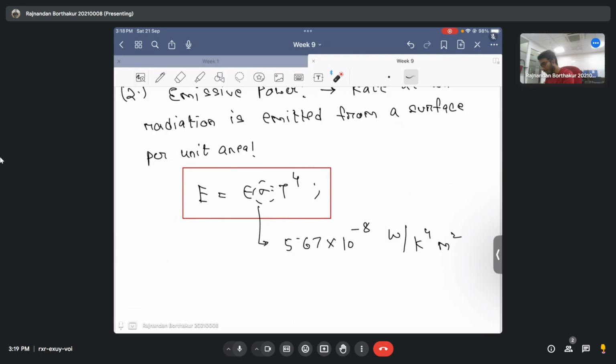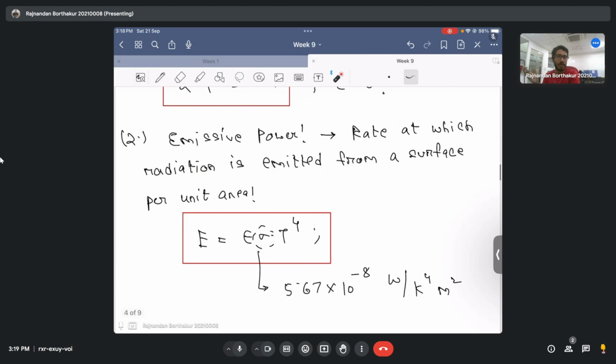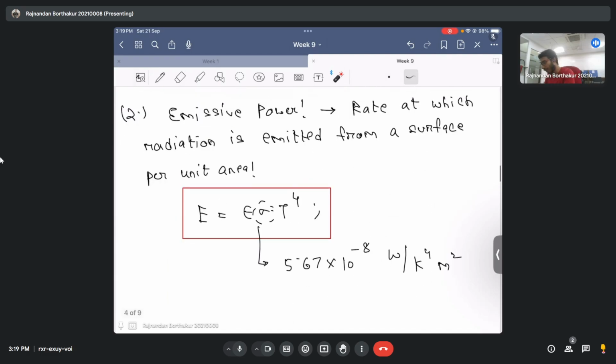So the flux that we now considered, on account of the emission from the body owing to the presence of a finite temperature, is known as the emissive power. All right, so this is the second flux.